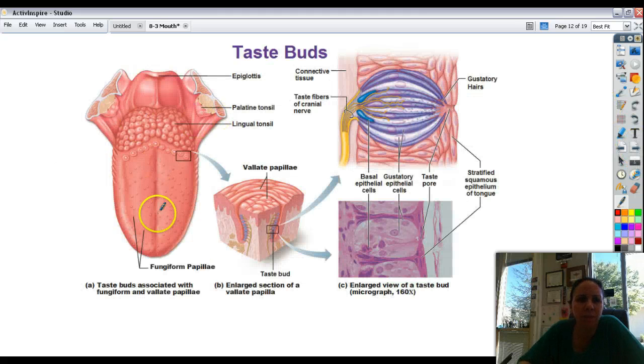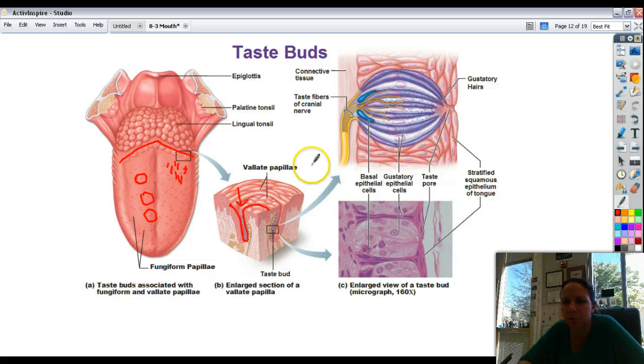So here's a picture. We've got these bigger ones that look like zits. Those are the fungiform. Then the filiform are just kind of all over the place, looking a little hairy. Here's that V shape of the vallate or circumvallate ones, and you can kind of see how they dip down in there. Saliva gets down in there with food molecules, and that's what helps you to taste.